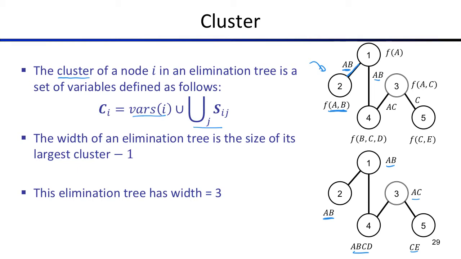For node 1, we have the variable a in the factor, and the variables ab and ab in the two separators that are connected by edges to node 1. So the union of a, ab, and ab is going to be ab. For this node, we have the factor with variables a, b, c, and d, and we have variables a and b here and a and c here. So it's going to be a, b, c, and d, and that's exactly what is written here.